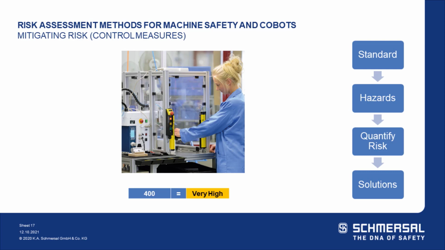So the light curtain was a great solution. Even if we had a third-party company review to say, yeah, it is performance level D, we still need to understand that the machine needed a brake, right?